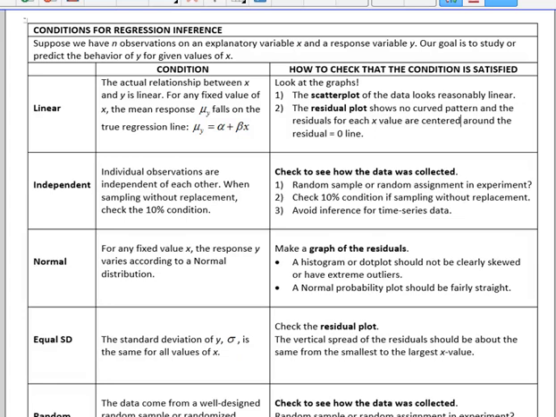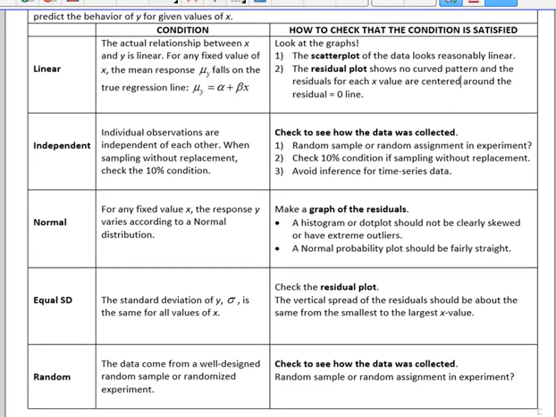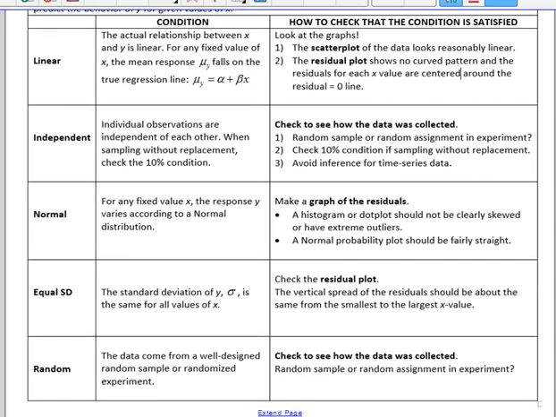We're going to look at the conditions for regression inference, which are the most involved group of conditions that we have seen so far and that we will see. There are actually 5 different things we have to check, but I want you to think about specifically the 4 things we have to look at in order to check those 5 conditions.